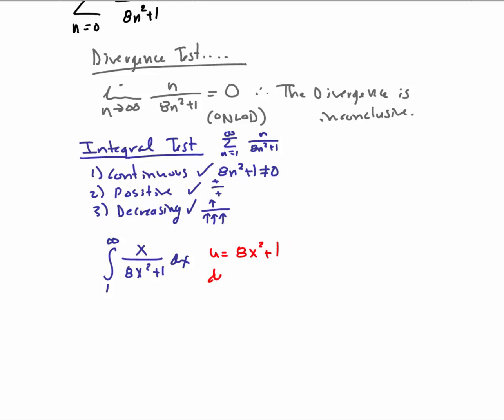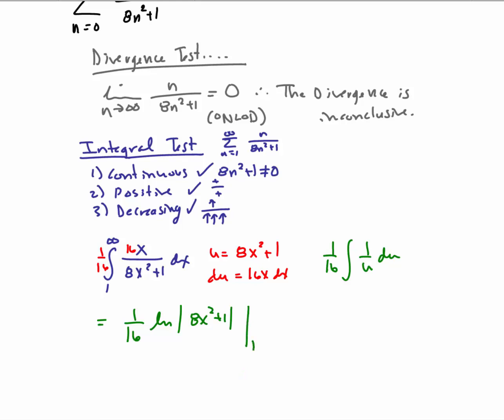So u is 8x squared plus 1, du is 16x dx. So using compensation, I'd multiply by a 16 on the inside, compensate with the 1/16 on the outside, and this will look like 1/16 integral of 1 over u du. This integrates into 1/16 natural log absolute value of u, which is 8x squared plus 1.